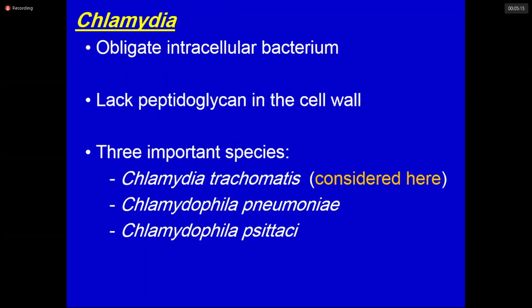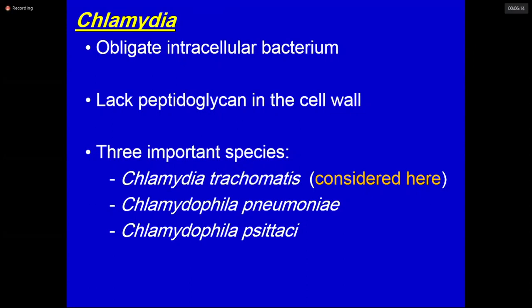Starting with the first bacteria, Chlamydia, an obligate intracellular bacteria. Look at the word obligate intracellular: it cannot live outside cells. These bacteria are characterized by lacking peptidoglycan in the cell wall. What is the implication of this point to us as doctors? You cannot use antibiotics which act on the cell wall, because they will be inactive, like the penicillins and cephalosporins, which act on the peptidoglycan in the cell wall. Therefore, one should not prescribe these antibiotics in infection of chlamydia.